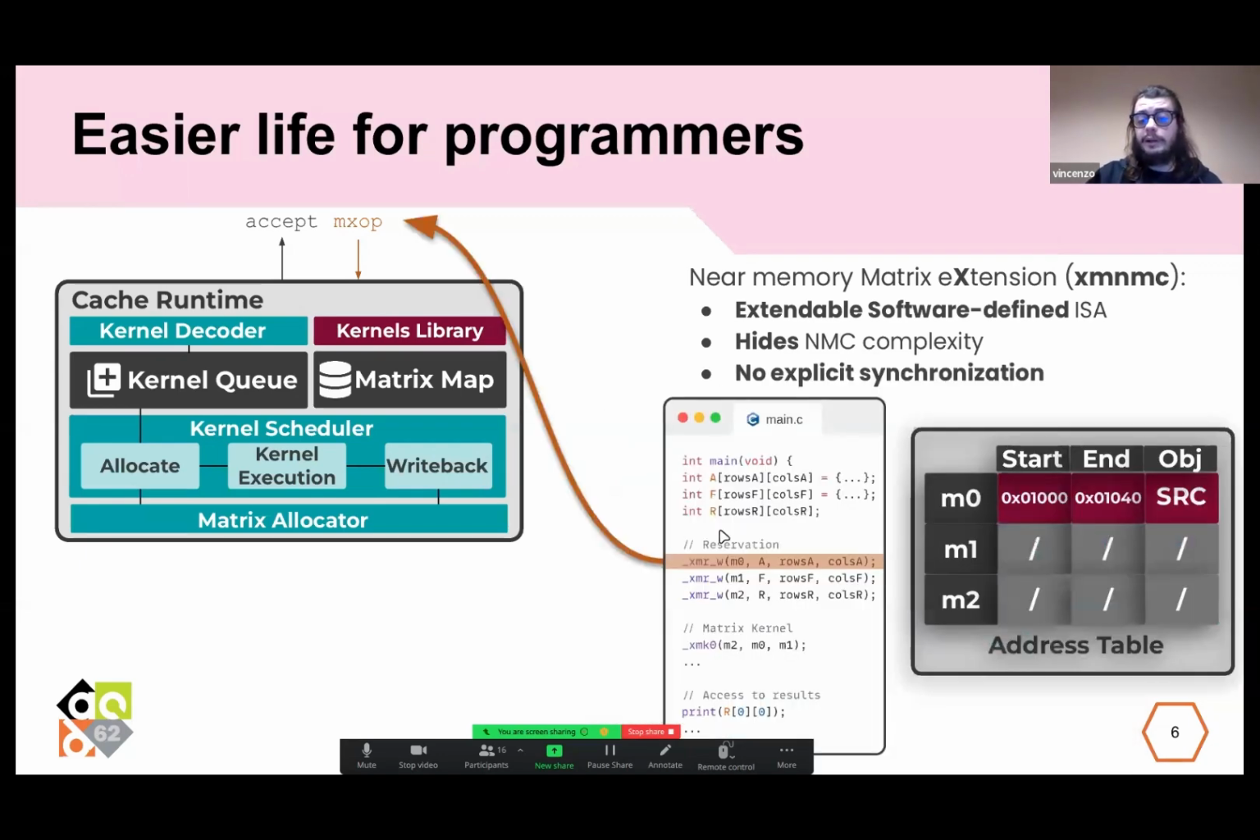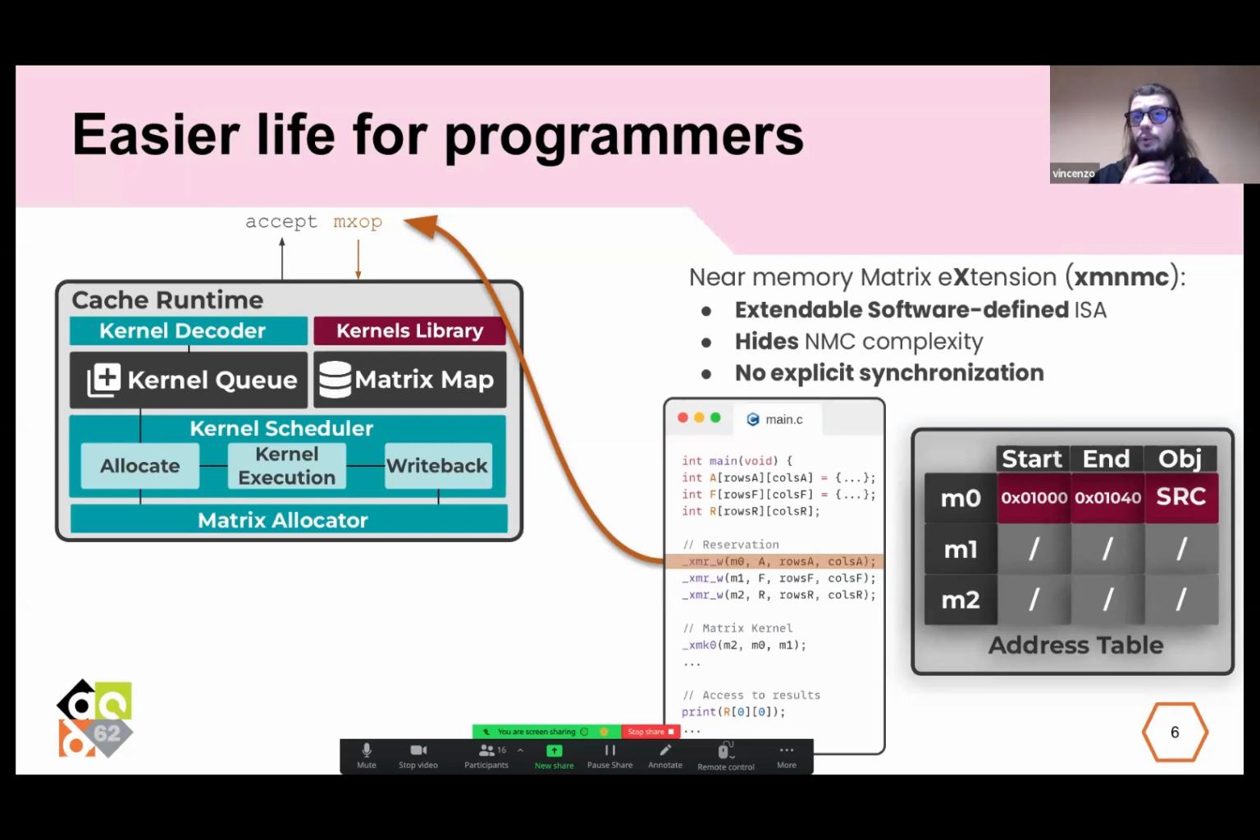And the instructions are the ones you see in the snippet of code. This is actually how you interact with Arcane. This code is being executed on the host CPU. Here we are supposing we want to run some kind of kernel on Arcane. So we have the A, F, and R matrices, and what we do first is to reserve those matrices.